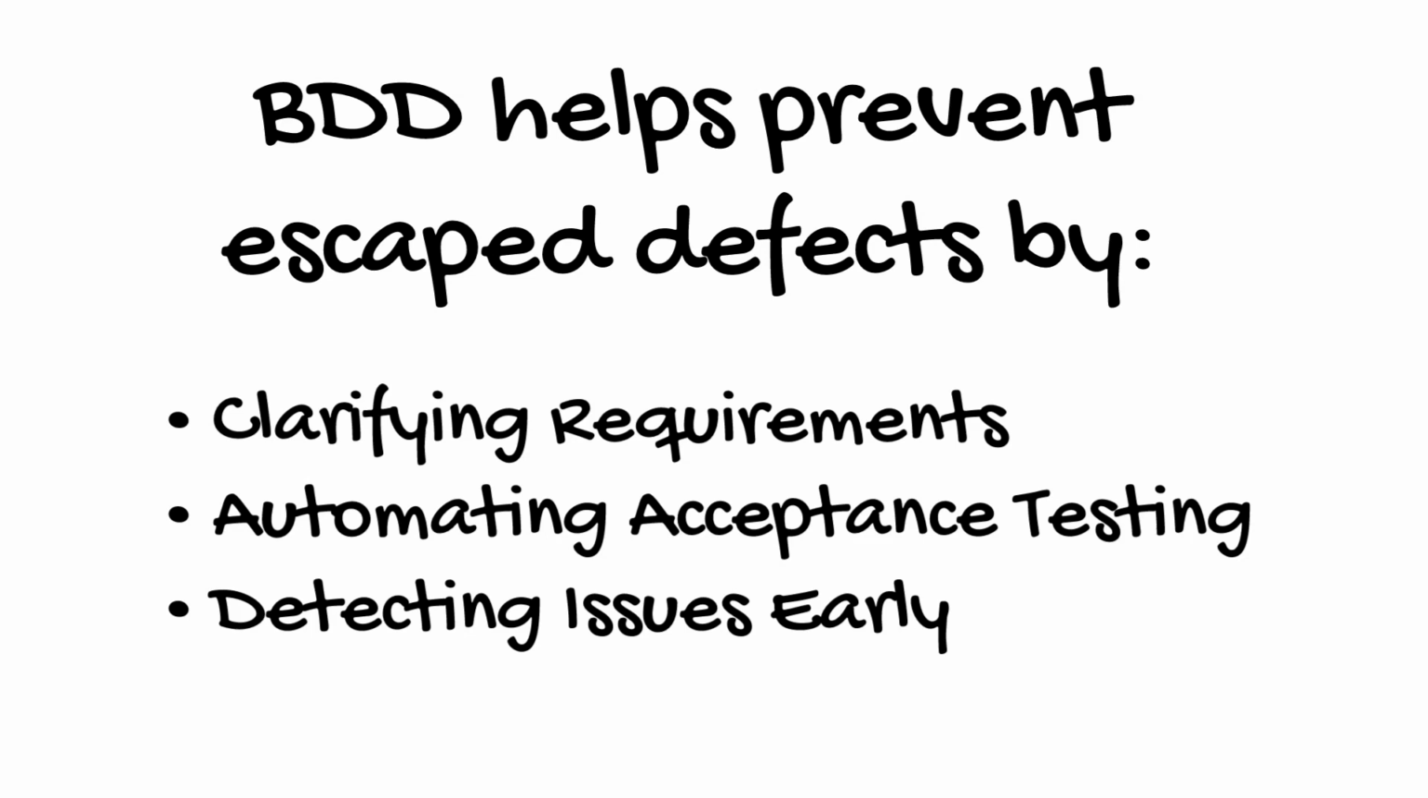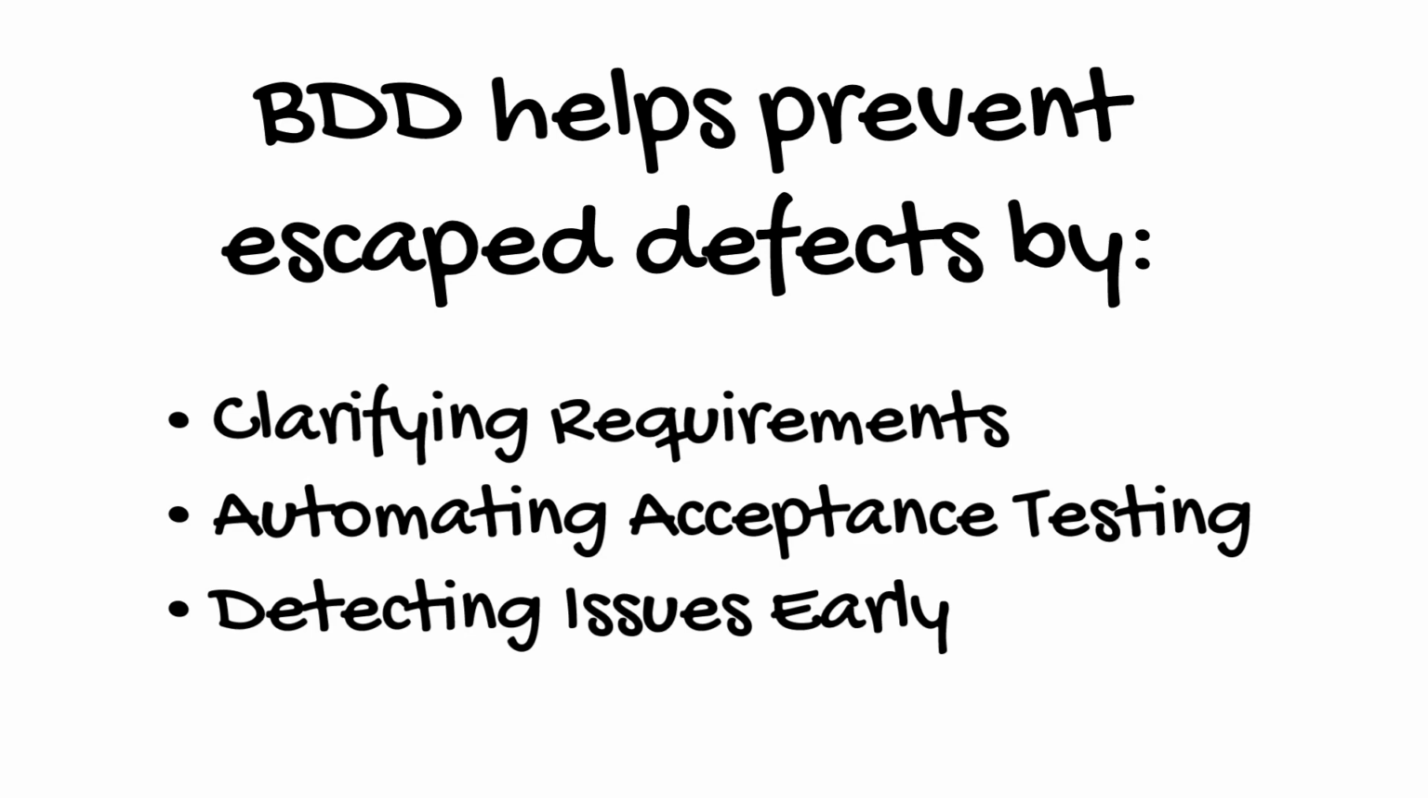BDD frameworks enable teams to automate acceptance tests based on defined behavior scenarios. These tests validate that the software behaves as expected from the user's perspective, reducing the risk of regression defects and ensuring consistent behavior across releases. BDD promotes a fail-fast approach by running automated acceptance testing early and often throughout development. This allows teams to detect and address defects promptly before they escalate and impact the overall quality of the product.